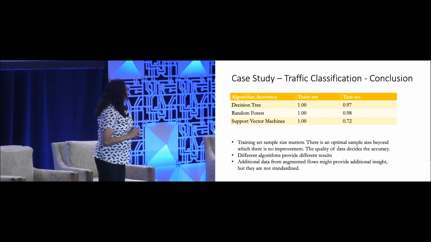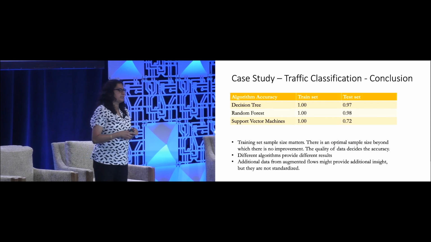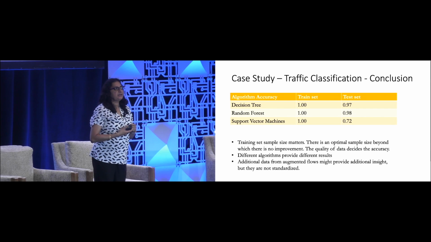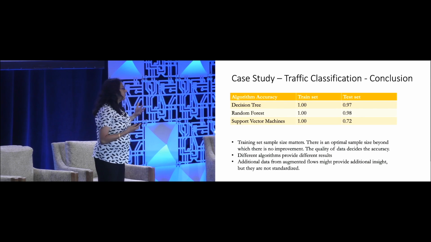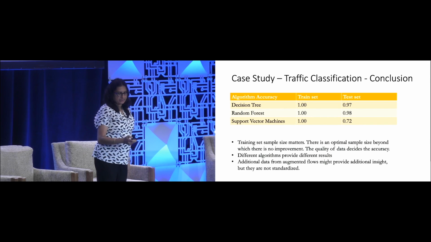So, the decision tree, random forest and support vector machines. Unfortunately, support vector machines did not give us any more accuracy than just port-based. I think it's just because the way the algorithm works wasn't really helpful for this. So decision tree and random forest were the two that gave us comparable results.